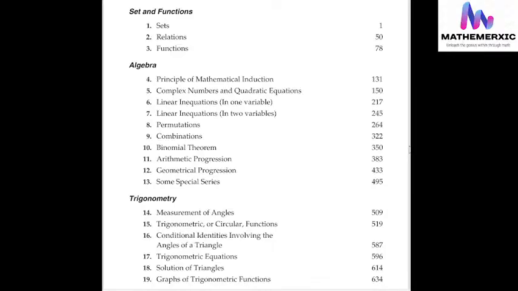Now, later we have linear inequations, that is linear inequality, in one variable and two variables. In one variable, we have only x as the variable, and here we can have two variables, where y is also there, x and y both.